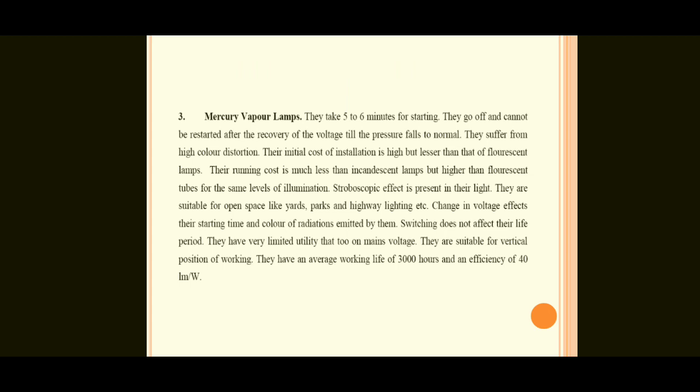But for incandescent lamps, we can place them in any position, like vertical or horizontal. But in case of mercury lamps, always we have to place these bulbs in vertical position only. So the average working life is 3000 hours and an efficiency of 40 lumens per watt.